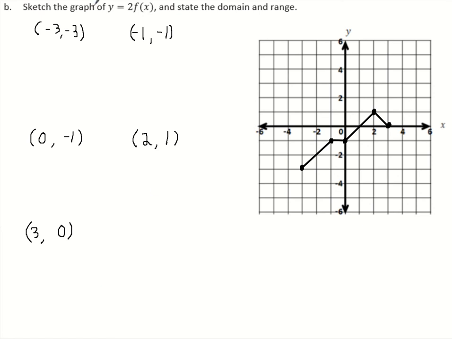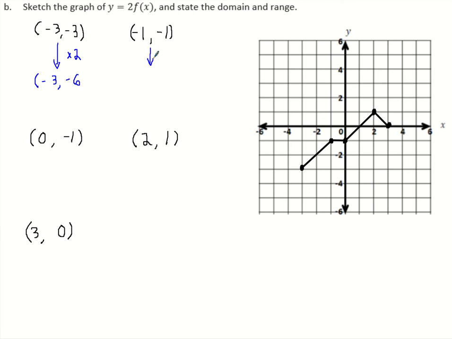However, what it wants us to do is sketch the graph of y equals 2f of x. So what we are going to do is take the points that we have here and transition them to our new graph. How are we going to do this? Well, if y is equal to 2 f of x, then I'm going to take this y value that I have and multiply it by 2. My x value stays the same at -3. My y value changes. -3 times 2 gives me -6.